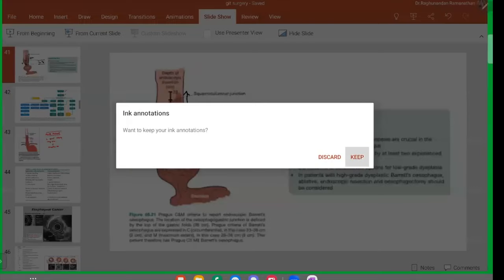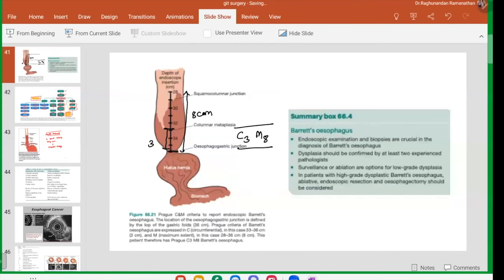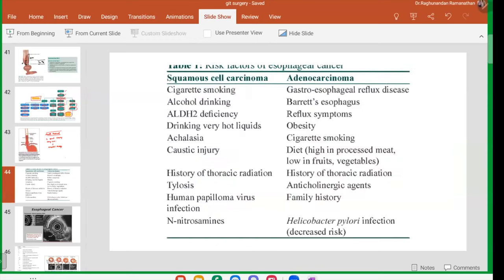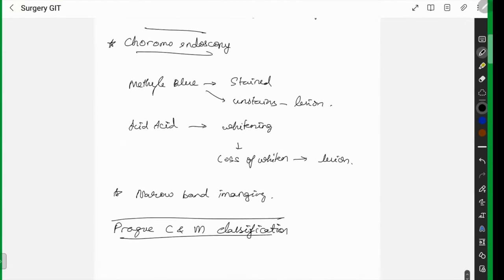This is very important. Whatever you read till now, this is very important. Now, what are the risk factors? Till now, is it clear? We have completed the protocol. We have completed the Barrett's esophagus Prague criteria. We have completed the management flowchart. Next we are going to move towards a very important topic, esophageal cancer.